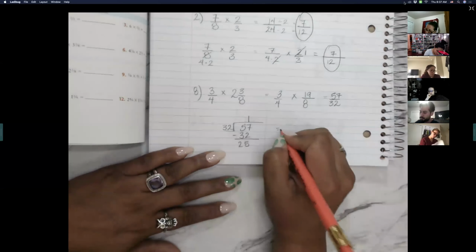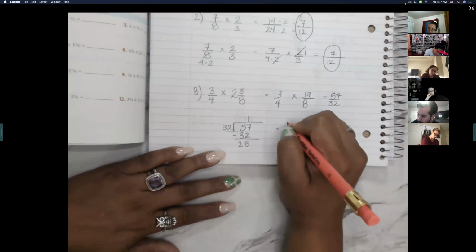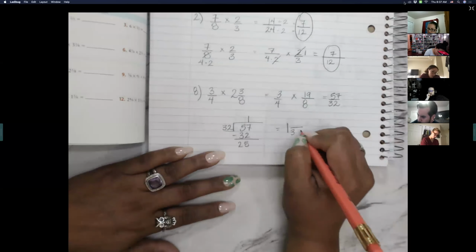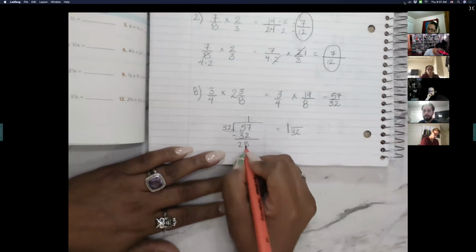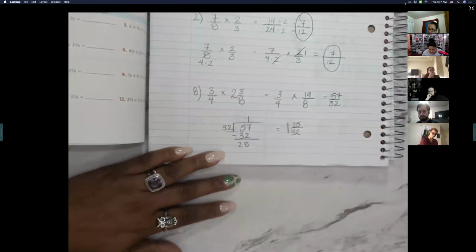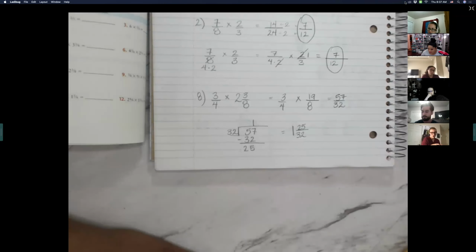So that gives me a mixed number of my whole number 1. I keep my denominator of 32, and my remainder goes on top. Can I reduce this fraction? Yes. By what? Oh, I'm sorry. No, you cannot. Okay. It's messy, right? Right, it's messy. You cannot.